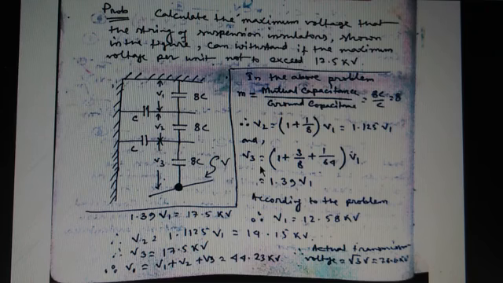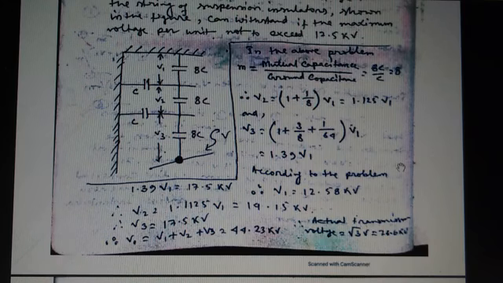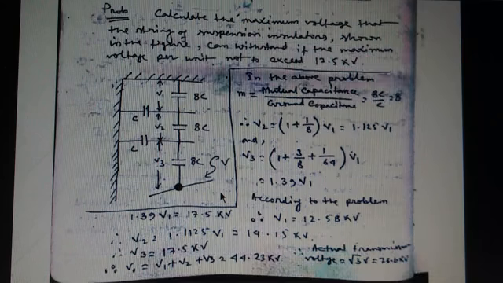In case of V3, we know that V3 equals 1 plus 3 by 8 plus 1 by 64 into V1. So the solution is 1.39 V1. Now the value of V2 is 1.125 V1 and the value of V3 is 1.39 V1. So according to the problem, 1.39 V1 equals 17.5 kV, because we know that 17.5 kV is the maximum voltage.